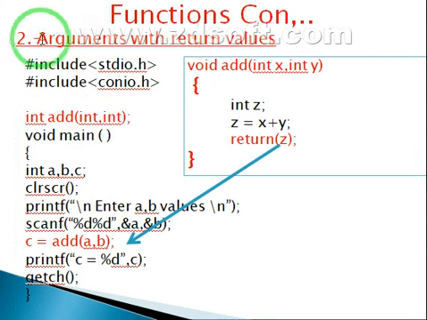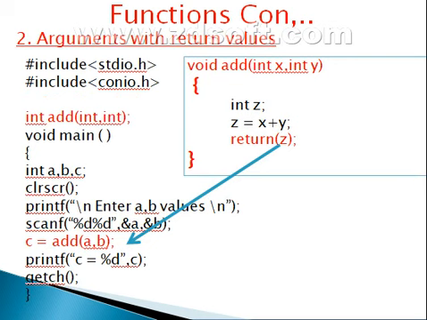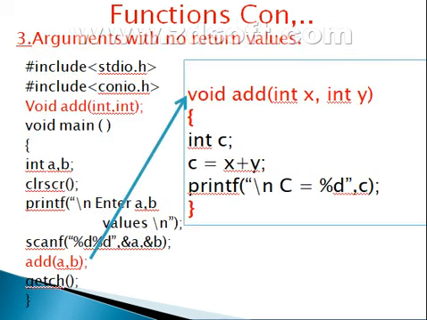You can see the title: with argument and with return value. So this is the second type of function, the second way of handling a function. The first one we saw had no return value, no argument. Here it is with argument, with return value. Then the third way: argument is there but no return value. No return value means void add; the void data type is indicated. So this is a declaration.